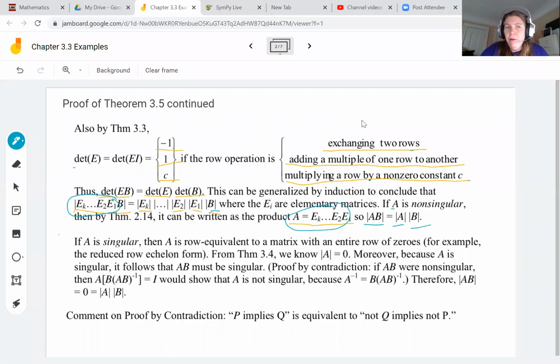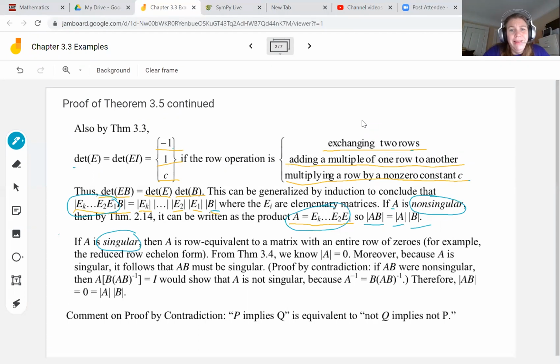Okay, so remember that saying that a matrix is non-singular means that it's invertible. So we need to now think about the other case. What if the matrix is singular, or we can't invert it? If A is a singular matrix, then A is row equivalent to a matrix with an entire row of zeros, right? Because we can't find the inverse of that matrix, and we know A is a square matrix. So the example they give is a reduced row echelon form.